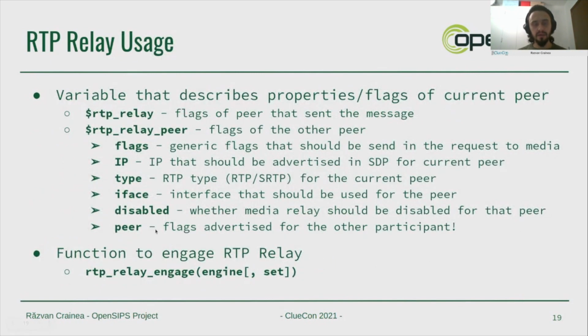So as I said, there are 3 different variables or functions that you might use. RTP relay, well, I already talked about them. These are the flags that you can use to tune each of these settings. I will not get into details because I'm a bit short on time.